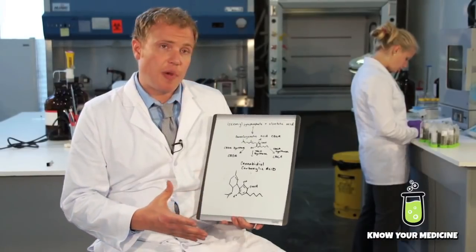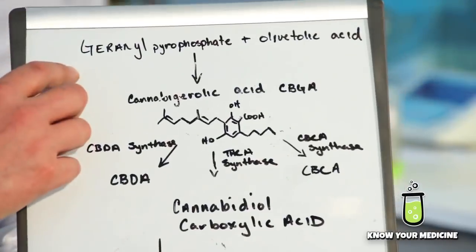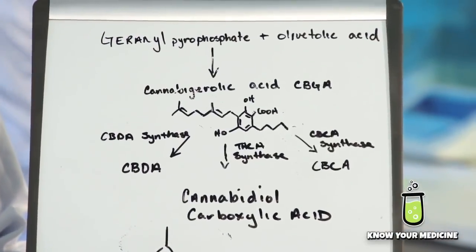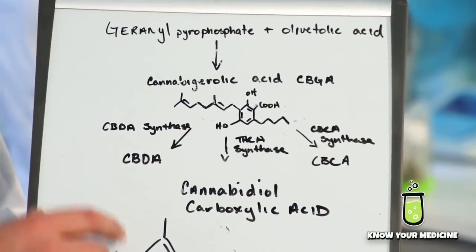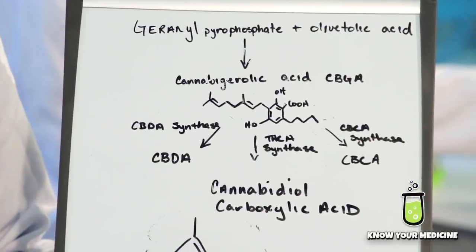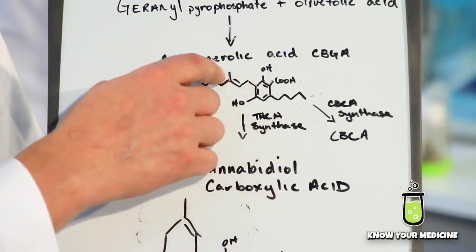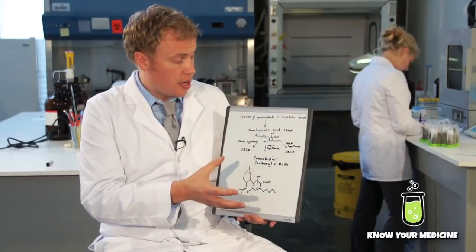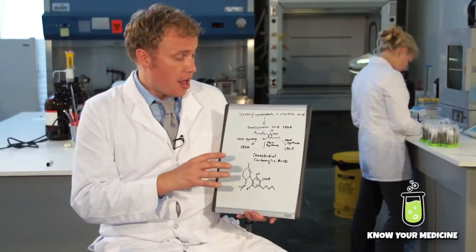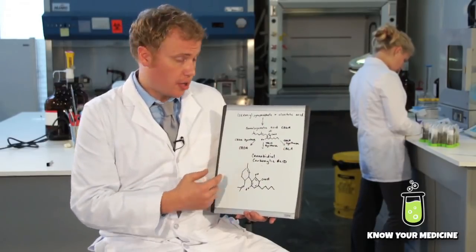Here we have the synthetic pathway in the plant by which CBDA is produced. We start out with geranyl pyrophosphate and olivetolic acid that combine in another enzyme catalyzed reaction to form the cannagibberellic acid, or CBGA. And this is the structure of cannagibberellic acid, and you see this long chain of carbon molecules. These carbon molecules are able to bend in and form rings and other structures that allow it to be the precursor for all these other compounds we see.